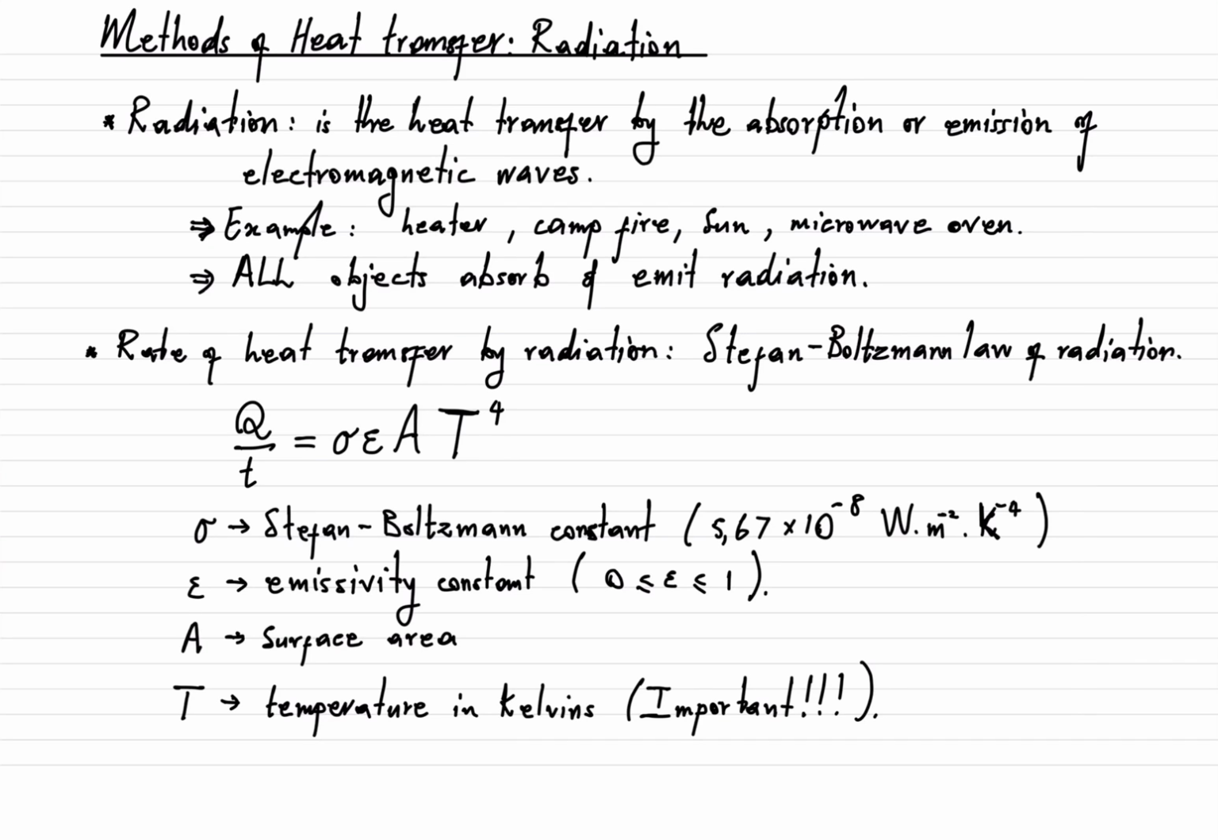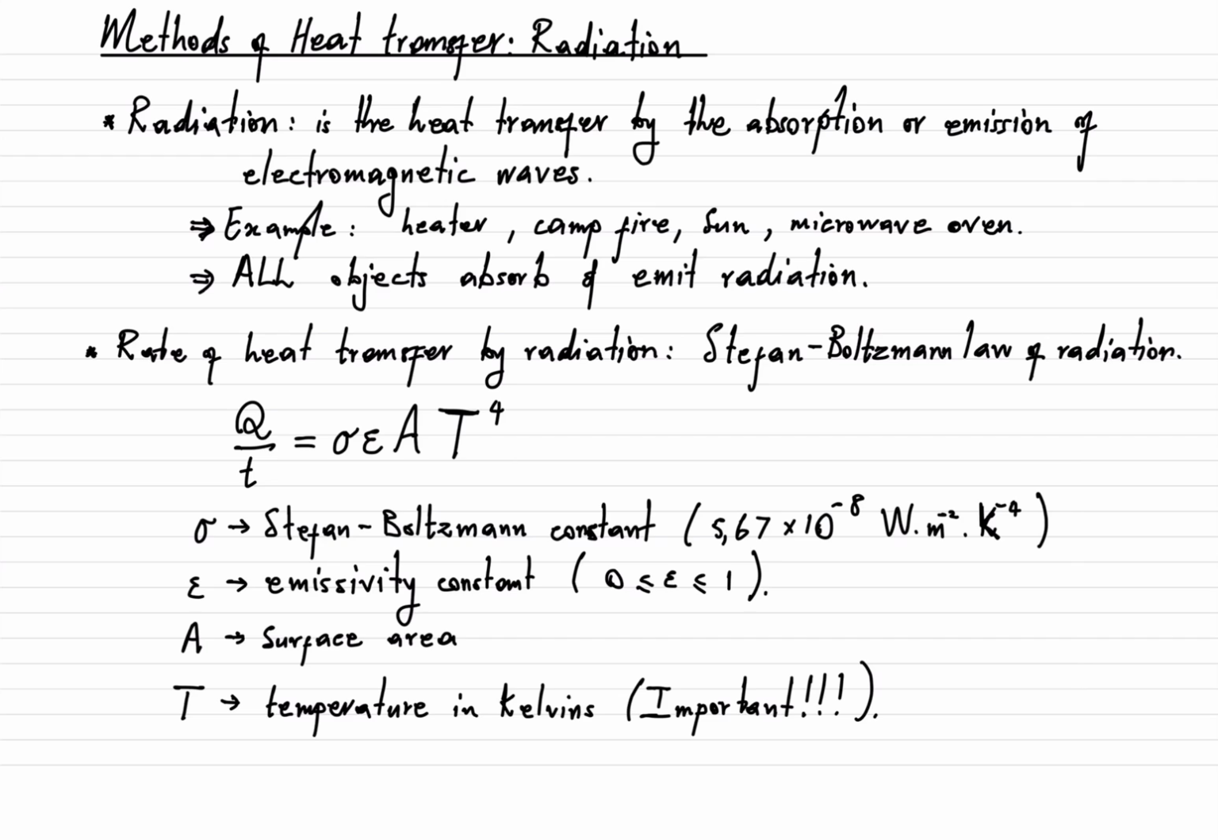Basically, electromagnetic radiation only needs space. It doesn't need a medium through which it can propagate, except for space-time. Okay, an example where radiation as a means of heat transfer is involved is when we switch on our heater on a winter afternoon.